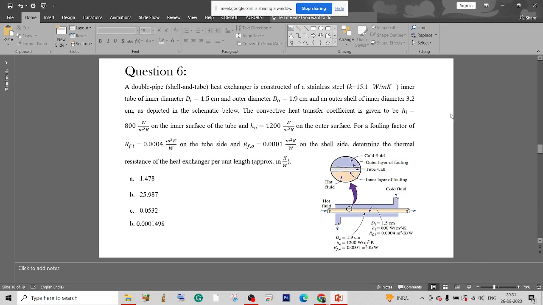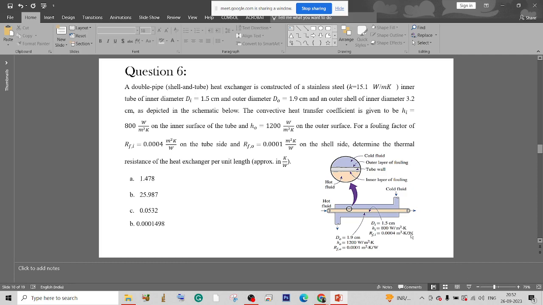The convective heat transfer coefficient is 800 watt per meter square Kelvin on the inner surface of the tube, and the convective heat transfer coefficient on the outer surface is 1200 watt per meter square Kelvin. For fouling factor of 0.000004 meter square Kelvin per watt on the tube side, and for the shell side it is 0.0001 meter square Kelvin per watt, determine the thermal resistance of the heat exchanger per unit length. So we need to calculate the thermal resistance. All the details for the shell side and tube side are already given.